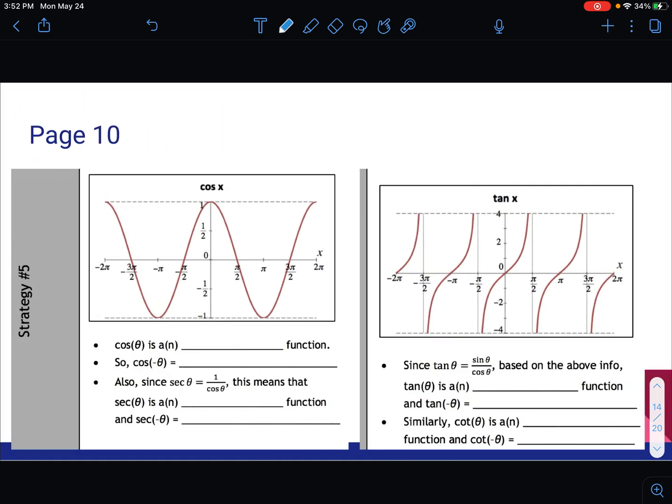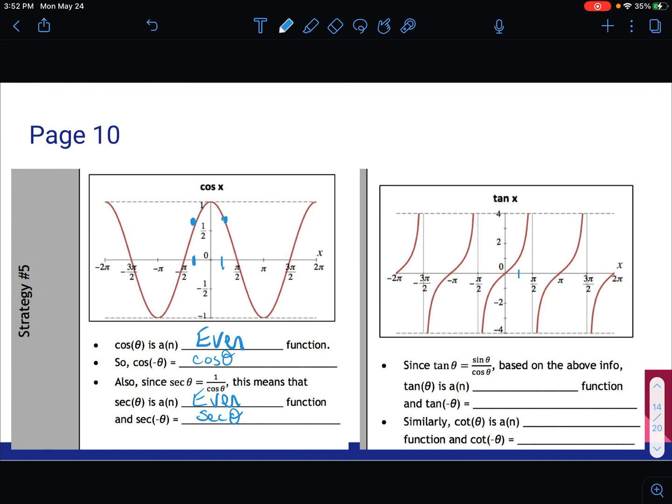Let's do the same with our cosine and tangent. Now let's think about this here. What if I plugged in pi over 4 and negative pi over 4? I get the exact same outputs. So cosine is an even function. Since it's even, cosine of the opposite of theta is the same as cosine theta. We know reciprocal functions with secant theta and cosine theta, so secant is also an even function. And by definition, secant of the opposite of theta is the same as secant theta.